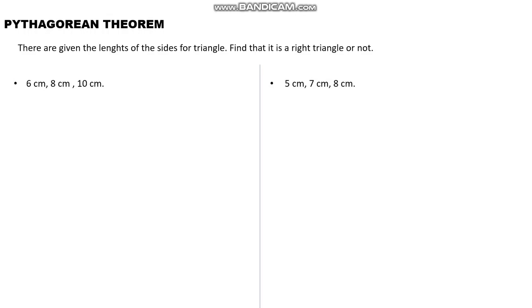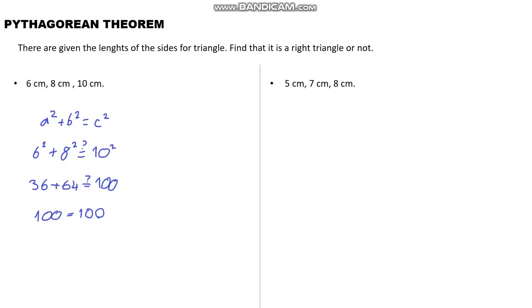Now we will test whether this is a right triangle or not. We are given the lengths of the sides of a triangle. Find out whether it's a right triangle or not. On the left side, we see 6 centimeters, 8 centimeters, and 10 centimeters. According to the Pythagorean theorem, a squared plus b squared is equal to c squared. Let's check. 6 squared plus 8 squared is equal to 10 squared or not? 36 plus 64 is equal to 100? Yes, it's equal. So this is a right triangle.